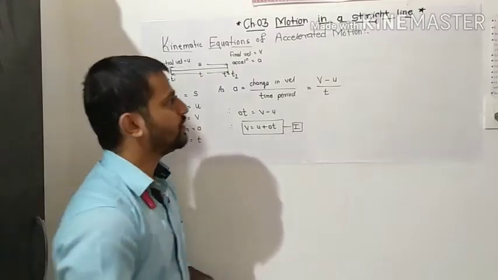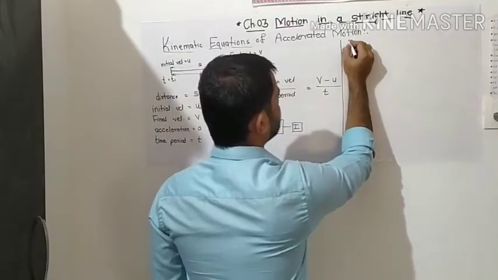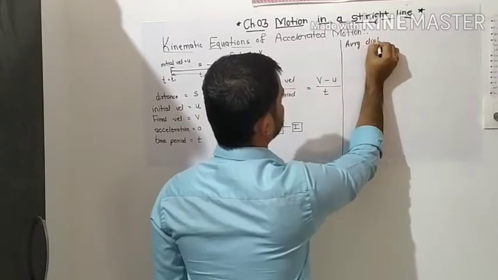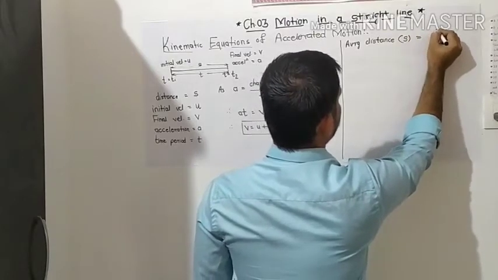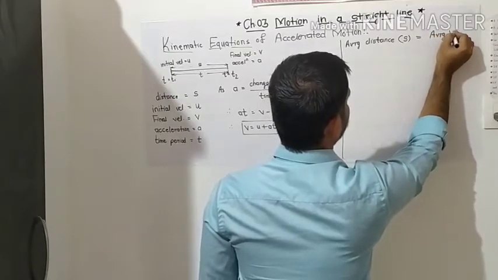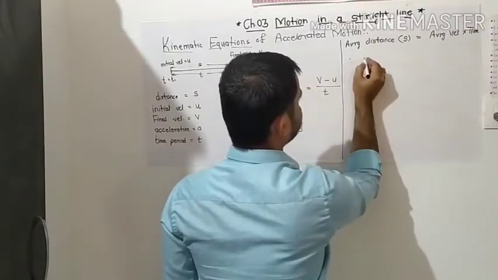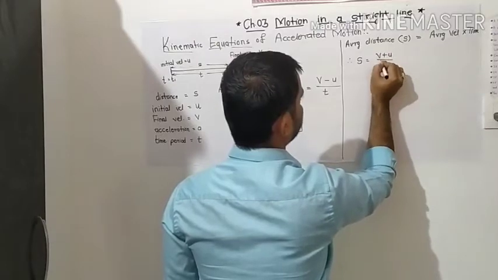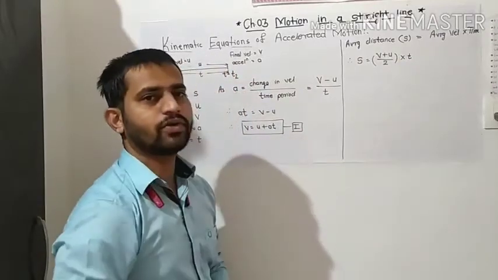So for the average distance, we can write s is equal to average velocity into time. Therefore, what is the average velocity? s is equal to v plus u upon 2 into t. Okay, v plus u upon 2 into t.